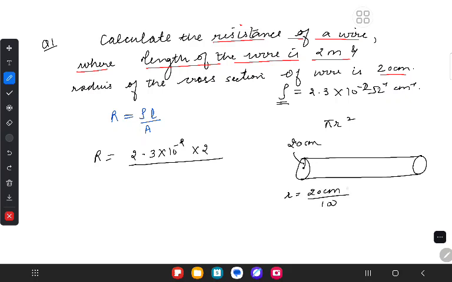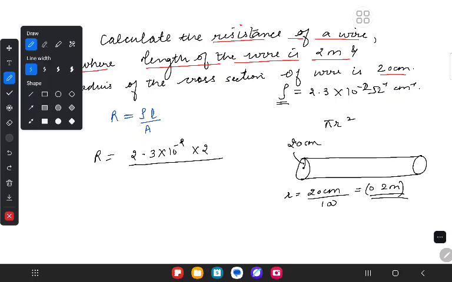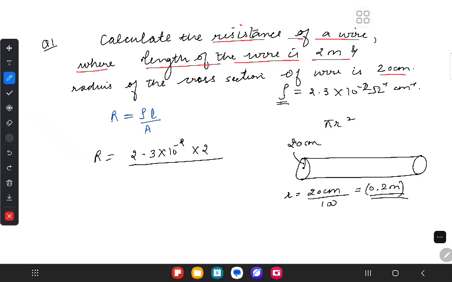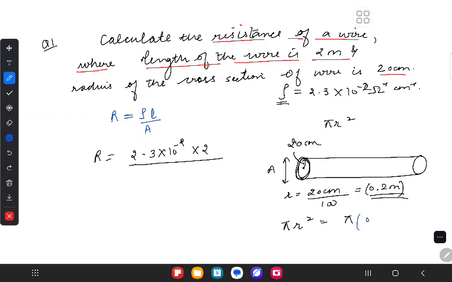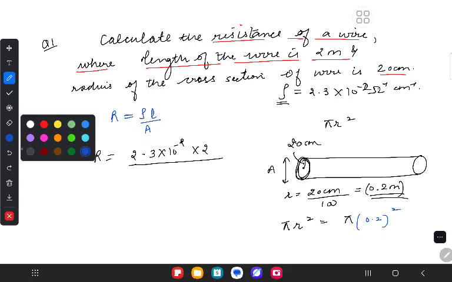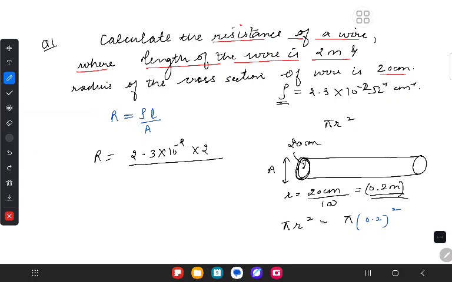I'm going to divide it by 100. So this becomes 0.2 meters. Once this becomes 0.2 meters, that's the radius. So pi r square here is going to be what? Pi, because I need this area of cross section, and that area of cross section is A. So A is going to be pi times 0.2 square. Are we understanding my point? So that's the area of cross section. Yes or no? So we get 0.04 pi.